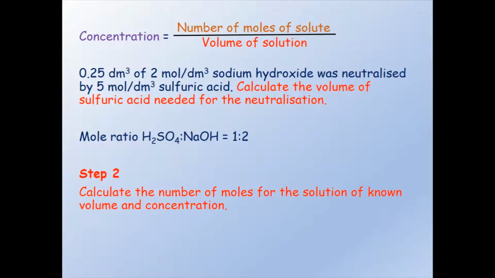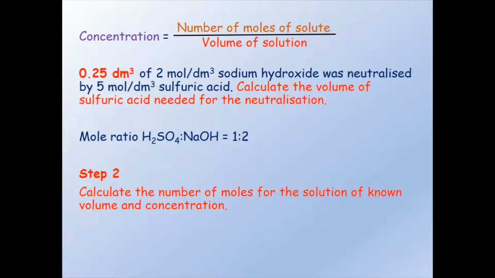Step 2, calculate the number of moles for the solution of known volume and concentration. Still the same as we did in the first video, and the solution here of known volume and concentration is the sodium hydroxide. In the question it says that we have 0.25 dm³ and 2 mol/dm³, so we know the volume and the concentration for the sodium hydroxide.